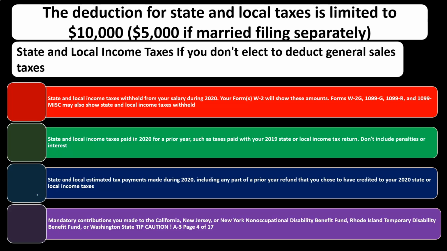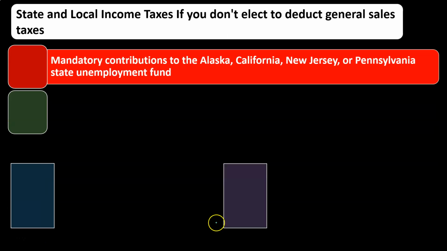Mandatory contributions you made to the California, New Jersey, or New York Non-Occupational Disability Benefit Fund, Rhode Island Temporary Disability Fund, and Washington State Tip Caution. Now, note, these are items that I'm not in those states, so I'm not an expert on those. So you want to basically do your research further if those are going to be applicable to you. State and local income taxes if you don't elect to deduct general sales taxes.